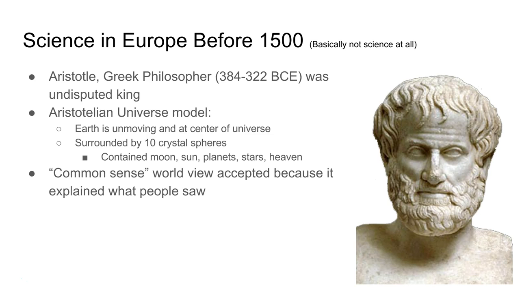So the Aristotelian universe model indicates that the Earth is unmoving and at the center of the universe, and he argues that it's surrounded by 10 spheres, and each of these spheres contains the moon, the sun, planets, and stars. Then at the edge of these spheres is heaven, and that's where God's located, according to the Christian worldview. They place God at the outer edge of these spheres.